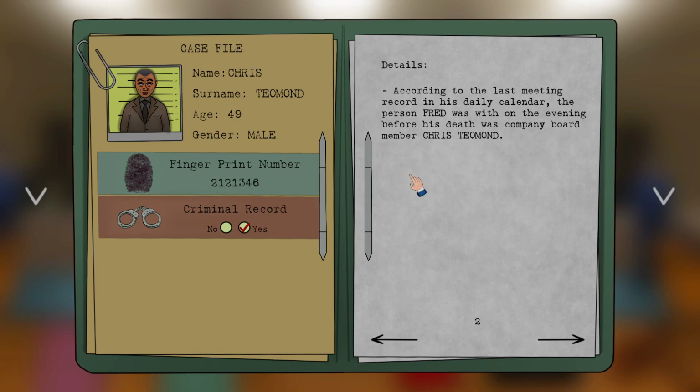Alright, details. According to the last meeting records in his daily calendar, the person Fred was with the evening before his death was company board member Chris.